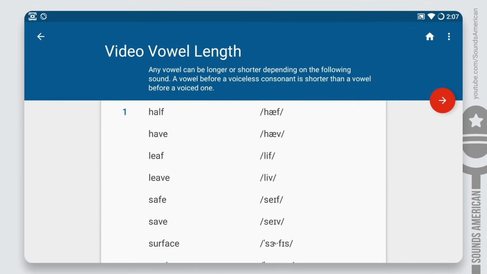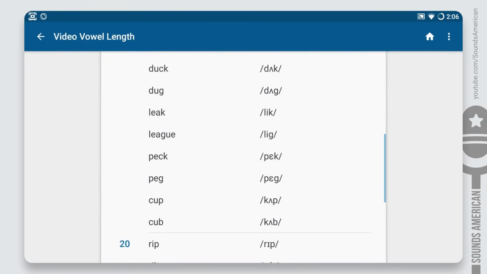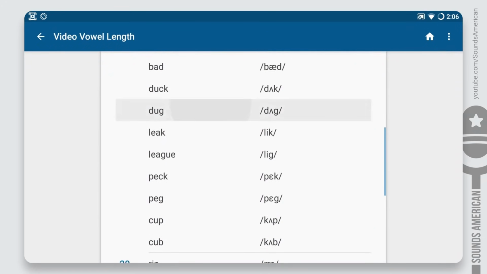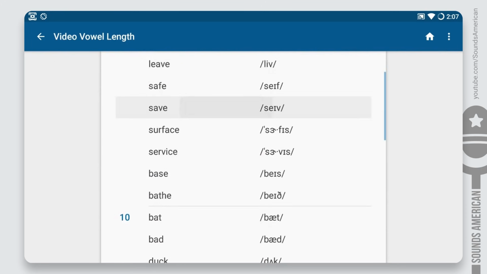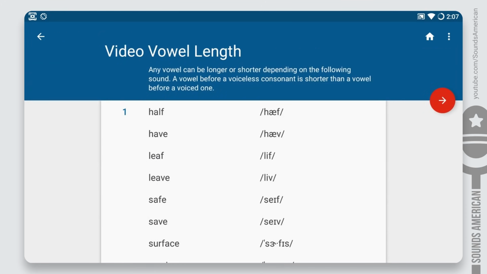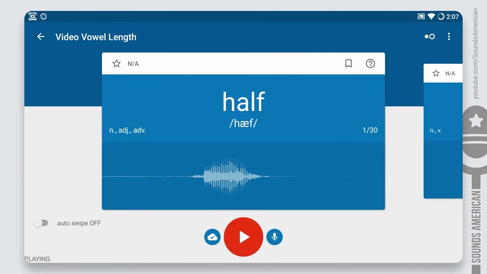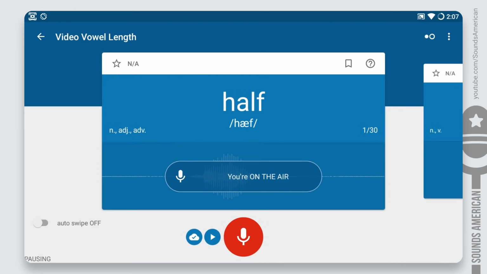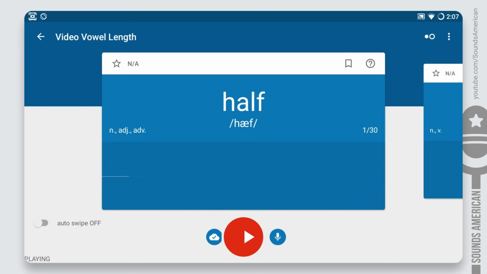This is how it works. You'll see a word on the screen and hear its pronunciation. Like this. Half. You'll have a few seconds to pronounce the word. Repeat each word after the speaker. Note that the vowel in the first word is shorter than the vowel in the second word. Let's begin.